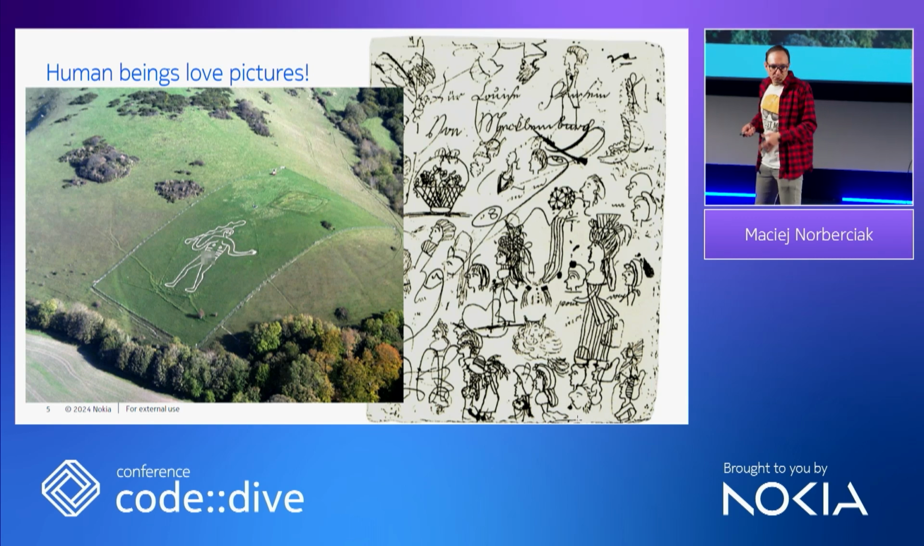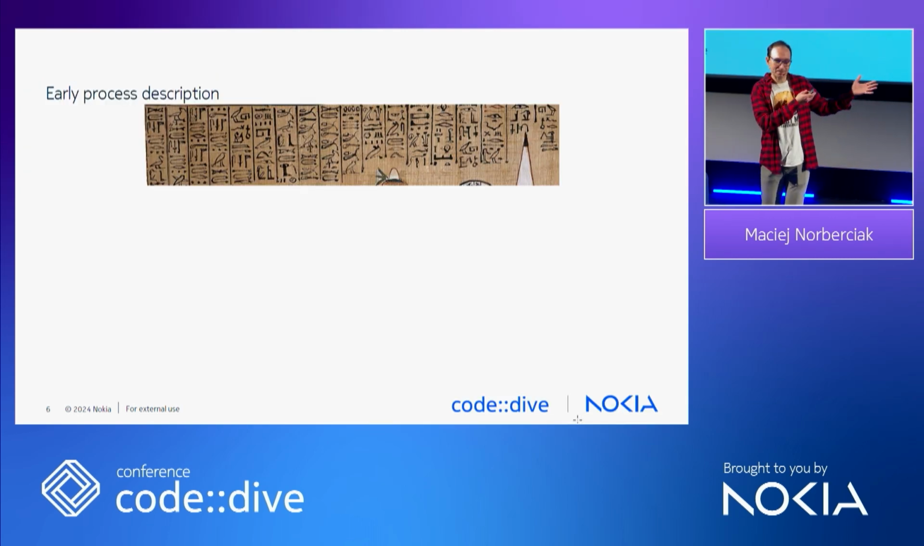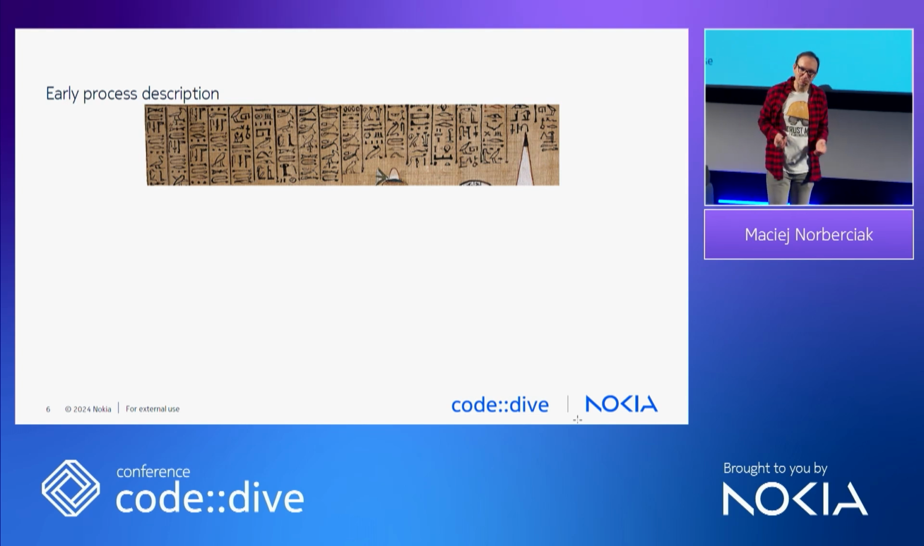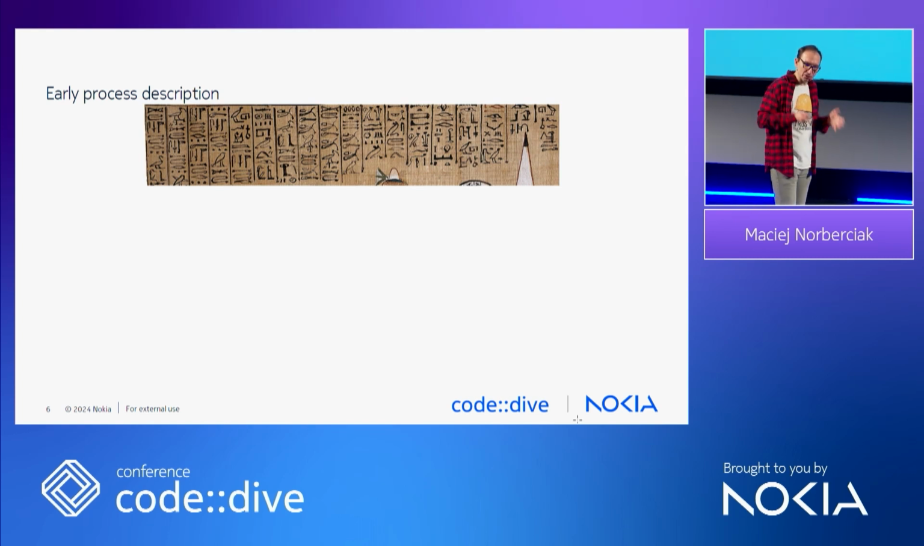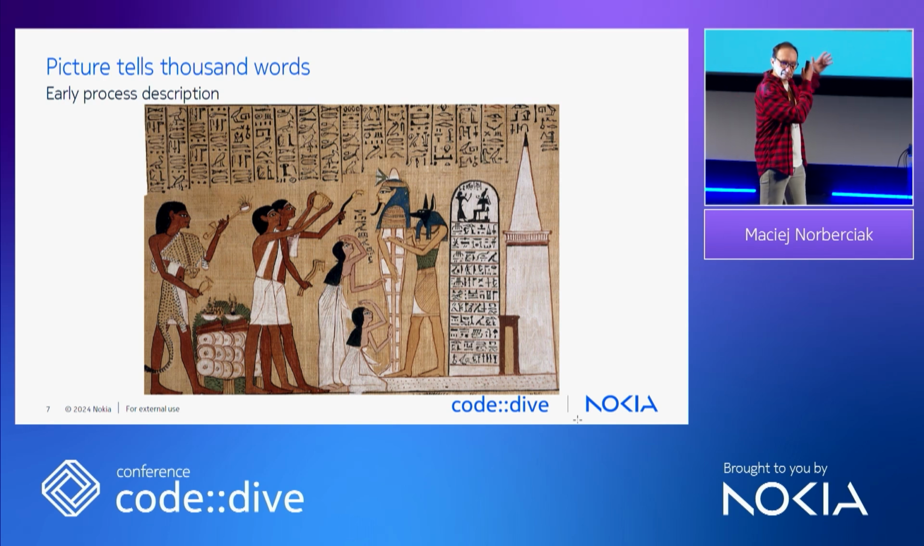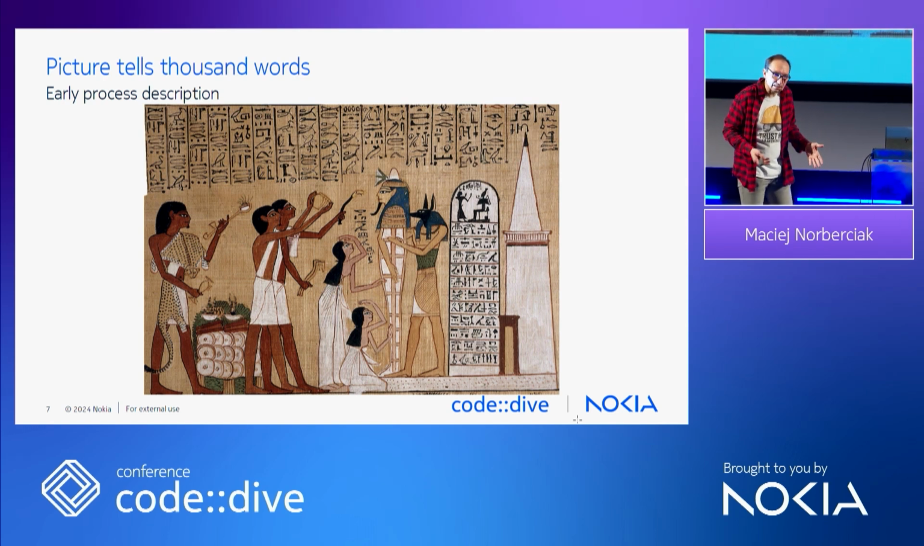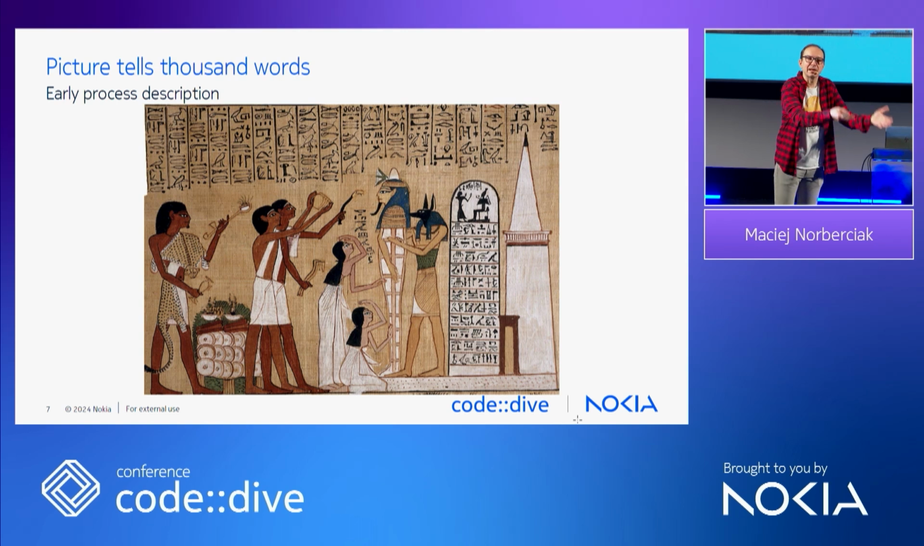Of course, at some point, we invented writing. But, you know, writing is unexciting. It's sometimes ambiguous. We immediately found out that if a picture accompanies the writing, it tells 1,000 words. And it helps to get your idea across, to help to sell your idea.